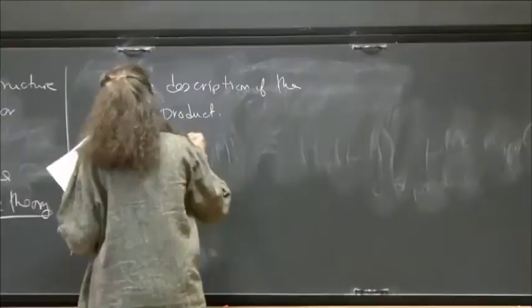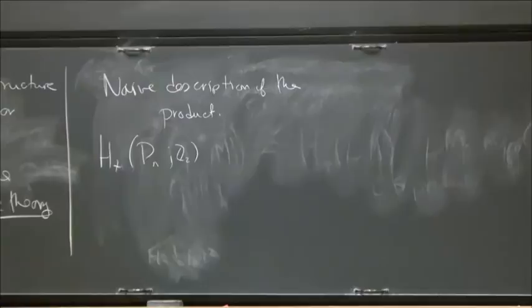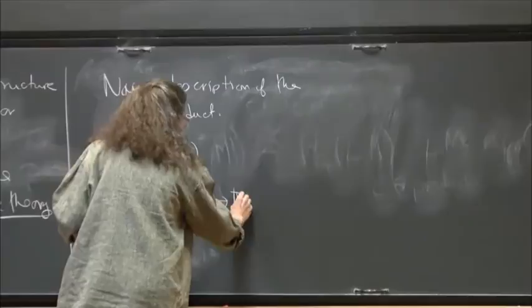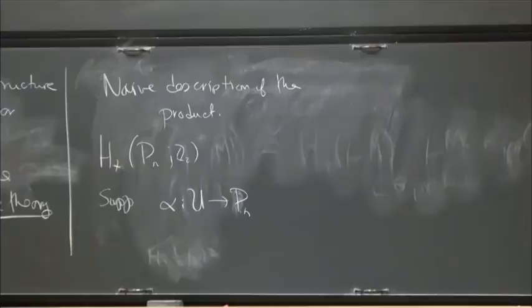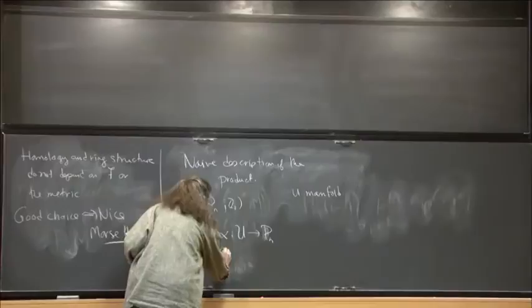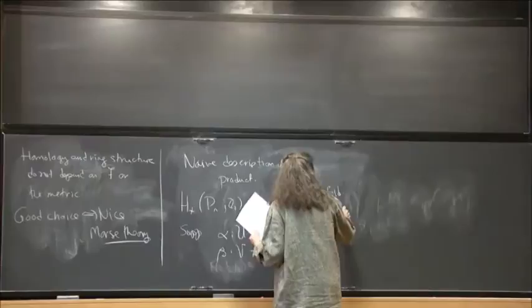So here's a naive description of the product. It is a product on the homology of this path space, with Z2 coefficients. Always Z2 coefficients. Suppose that you have two cycles. Suppose alpha is a cycle that's parametrized on a smooth manifold U, and suppose beta is a cycle that's parametrized on some other smooth manifold V. They are parameterized using manifolds, not submanifolds, just some smooth manifold.